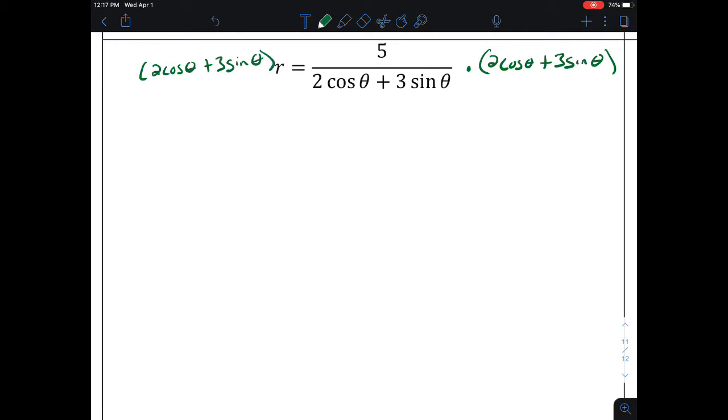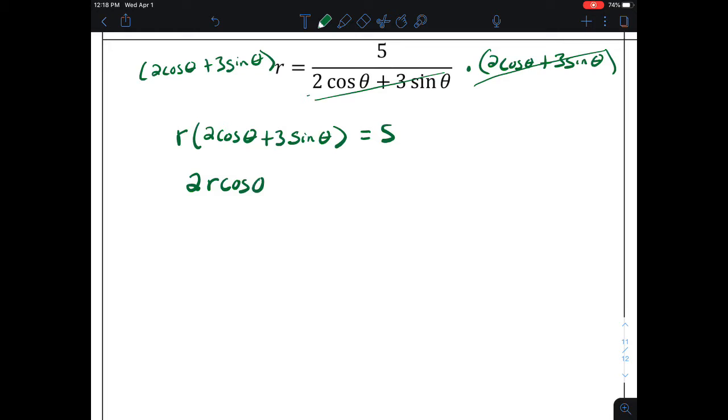And that's going to take it off on the right, so those two would cancel. And my new problem here would become r times 2 cosine of theta plus 3 times sine of theta is equal to 5. And here I would distribute the r, and that's going to give me 2 times r cosine theta plus 3 times r sine of theta is equal to 5.